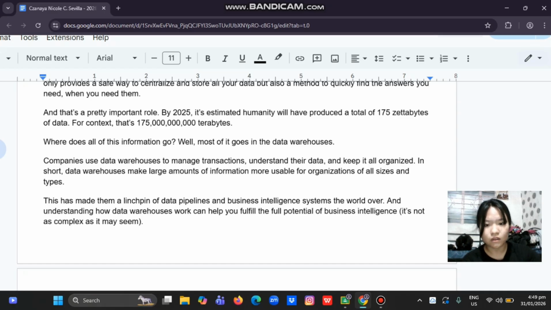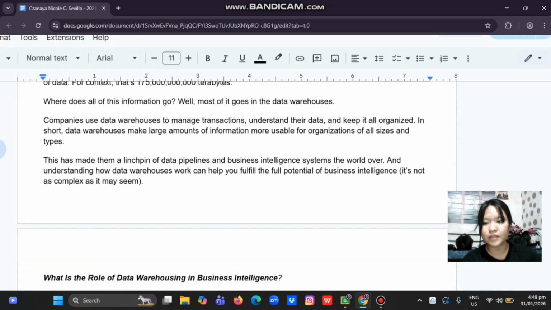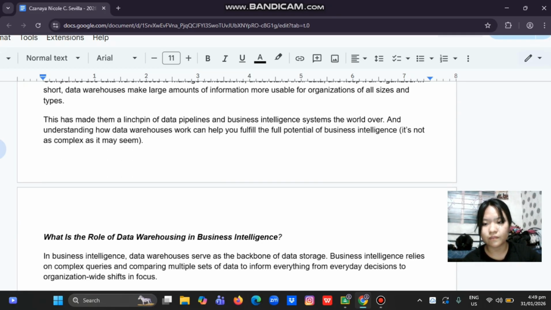Well, most of it goes in the data warehouses. Companies use data warehouses to manage transactions, understand their data, and keep it all organized. In short, data warehouses make large amounts of information more usable for organizations of all sizes and types. This has made them a linchpin of data pipelines and business intelligence systems the world over. And understanding how data warehouses work can help you fulfill the full potential of business intelligence. It's not as complex as it may seem.